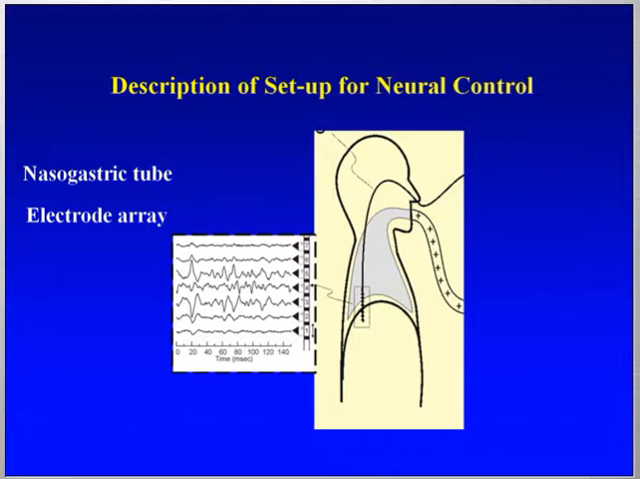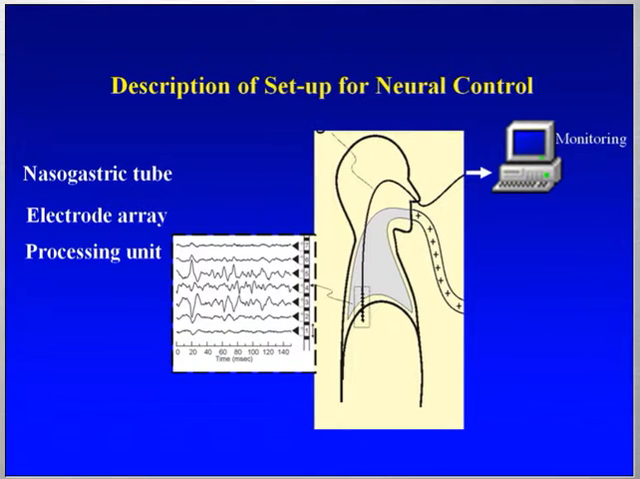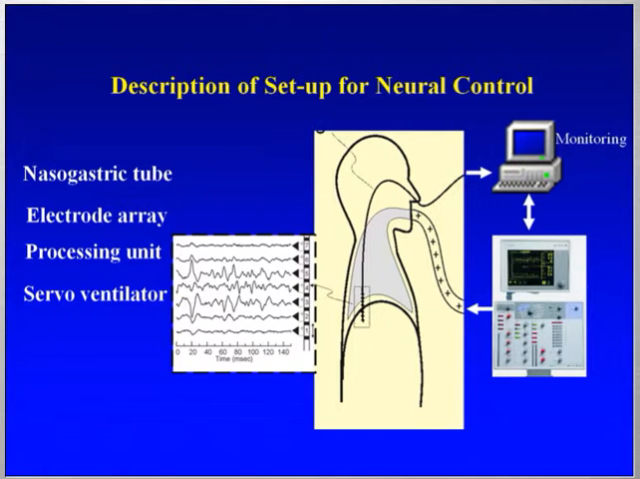This is a schematic of the setup that we use to neurally control the diaphragm. We measure the diaphragm electrical activation with an array of electrodes which are mounted on a conventional nasogastric feeding tube. Here you have a blow-up of the signals as they come out from this electrode array. Once we measure our signals, they are fed to a PC where they are processed, and the processed signal can be monitored or can be sent to the ventilator to control it, to deliver the assist back to the patient.